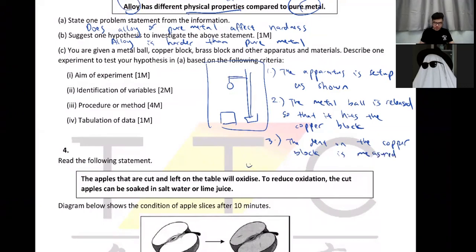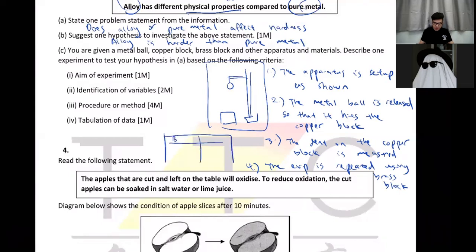And then number four, the experiment is repeated using, what are they using? Are they using brass? Okay, brass block. Eksperimen diulangi dengan block loyang. Brass is loyang, right? Yeah, I think it is. There you go. Okay, 4 marks. Wow, easy peasy.